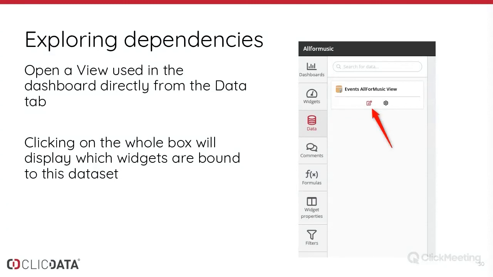Another option is to go from your dashboard. On the left side, you have this bar here where you have access to widgets, etc. You also have access to all the data sources used in your dashboard. So if you click on that icon, you will see the list of all the data sets of your dashboard. And from here, you can open a view directly as well, or another type of data set.